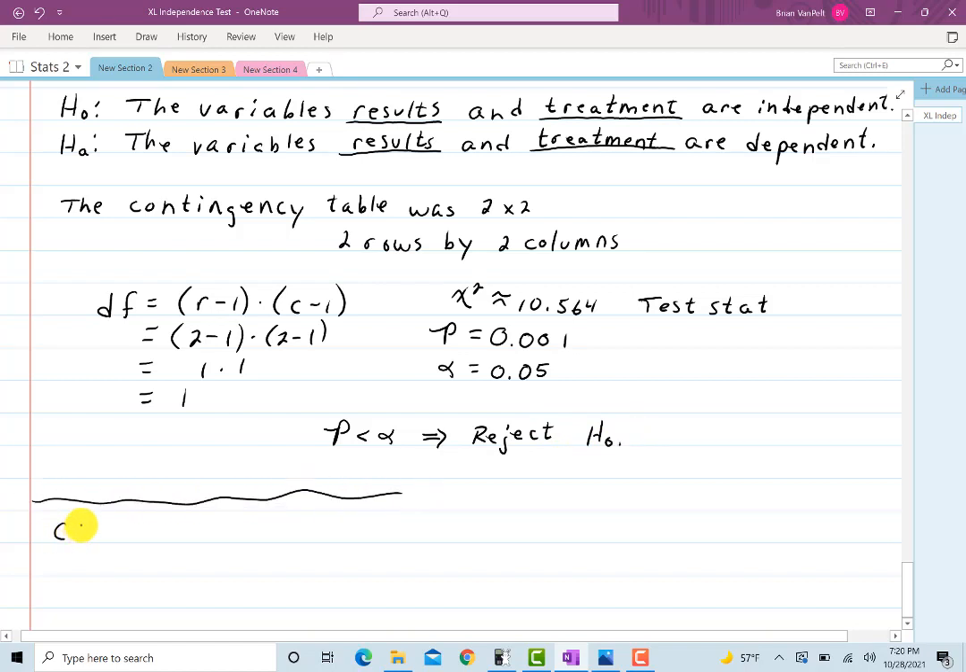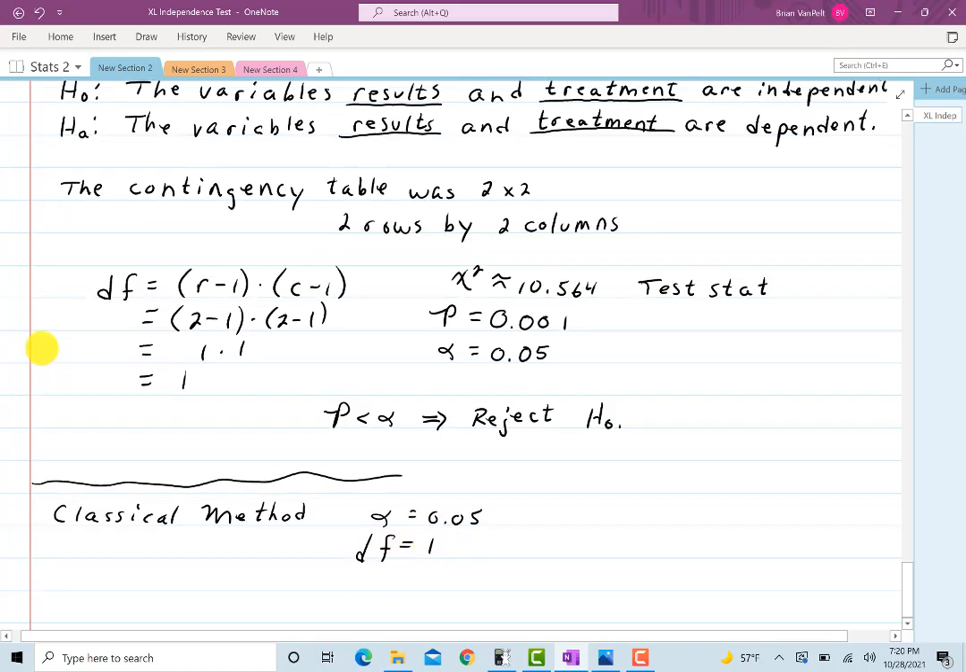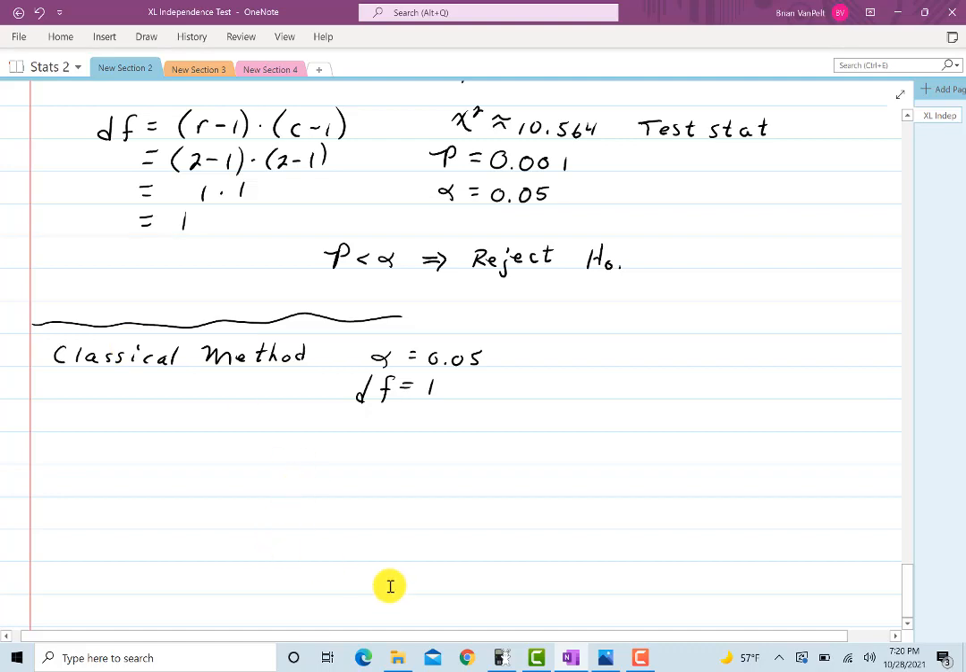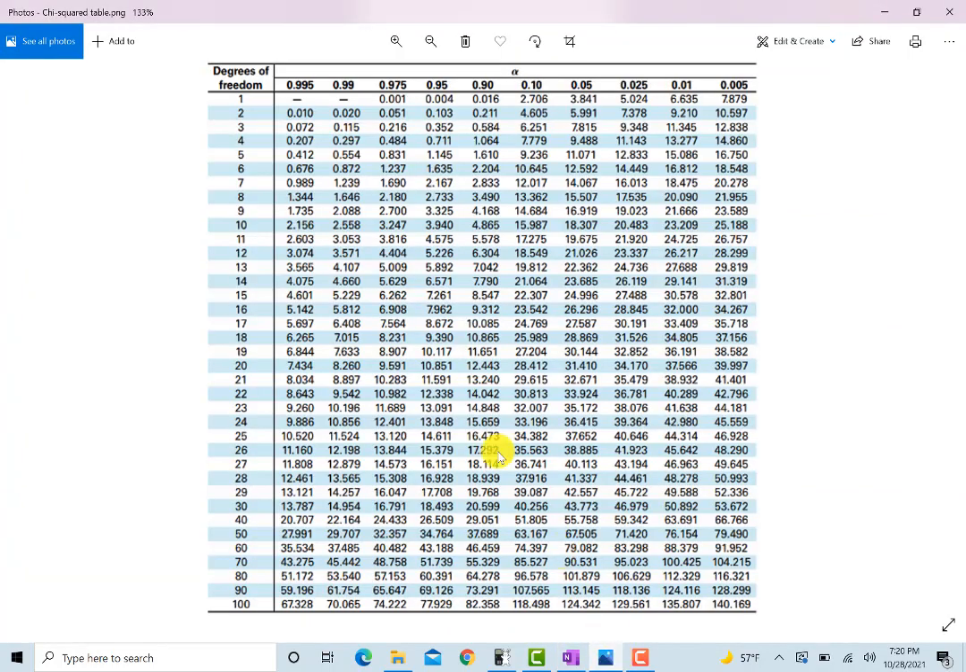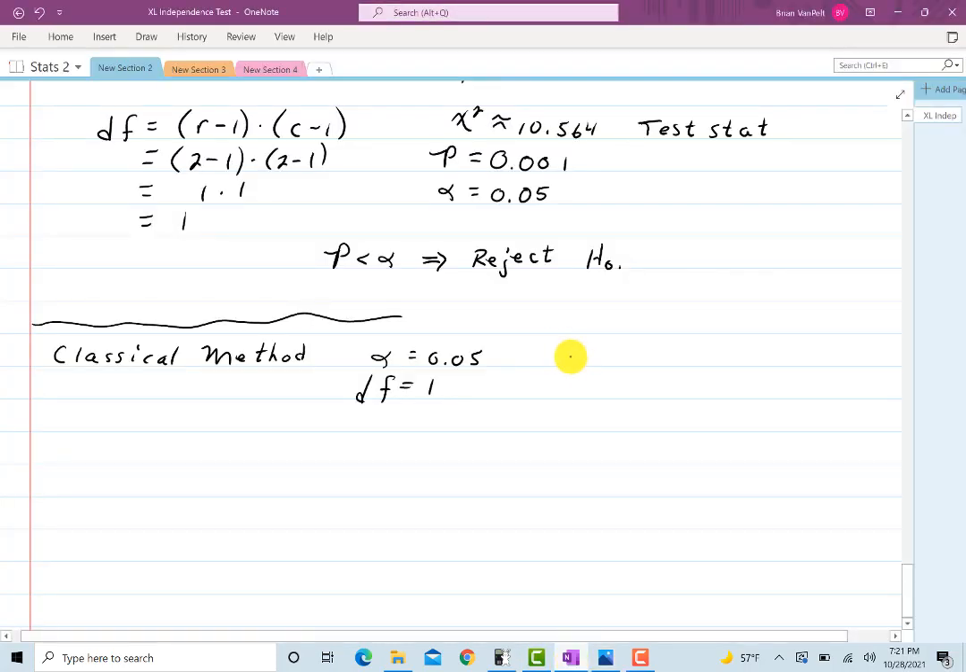If, on the other hand, you want to use the classical method, we need our alpha and our degrees of freedom. And let's go ahead and use the chi-squared table to get my chi-naught squared. So the degrees of freedom is the very first row, and we're going to go to alpha equals 0.05. So I have 3.841. So chi-naught squared is 3.841. So if you recall, we get a picture that looks like this.